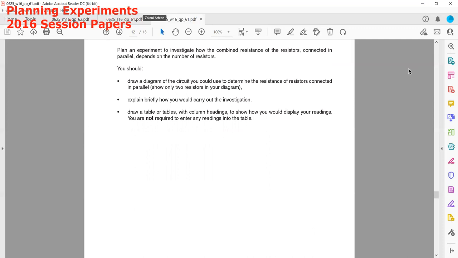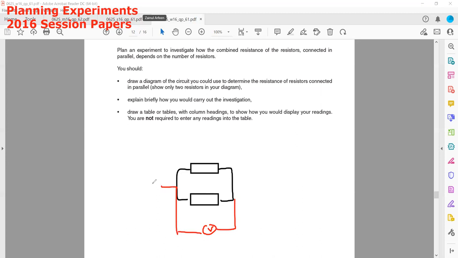Draw a diagram of the circuit that could be used to determine the resistance of resistors connected in parallel. So only two resistors in the diagram. So we will have two resistors which are connected in parallel. In a circuit, how can we find the resistance? For that, we use a voltmeter. The voltmeter is always connected in parallel to measure the voltage. And we use an ammeter, which measures the current.